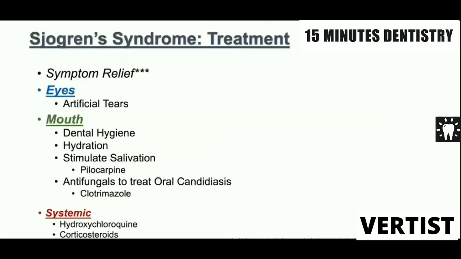And for treatment, you have to give symptomatic relief to the eye with artificial tears. For xerostomia, you have to give artificial saliva, which contains carboxymethyl cellulose, and stimulate salivation using pilocarpine. Antifungals have to be given for the opportunistic candidal infection, and it is treated with systemic hydroxychloroquine and corticosteroids.